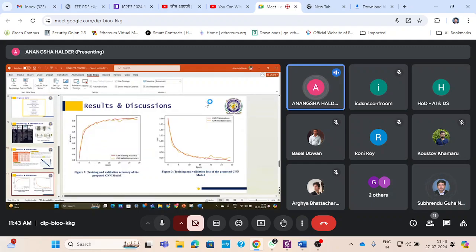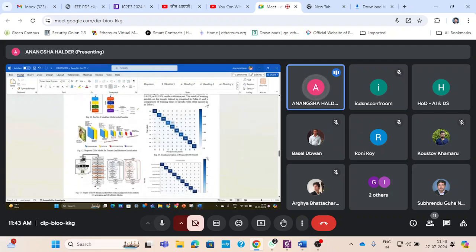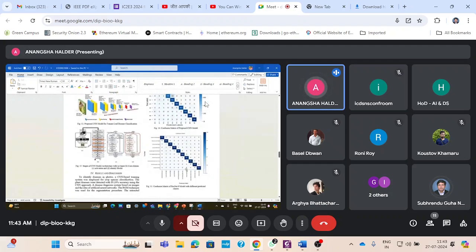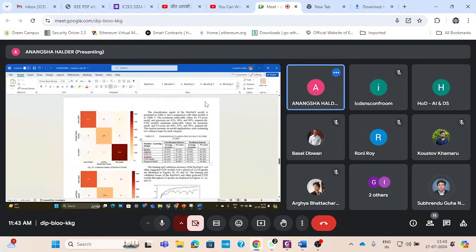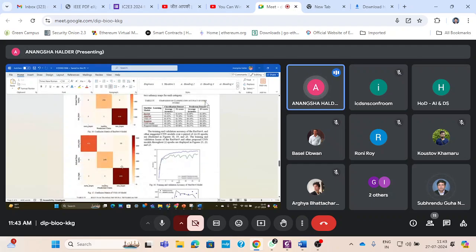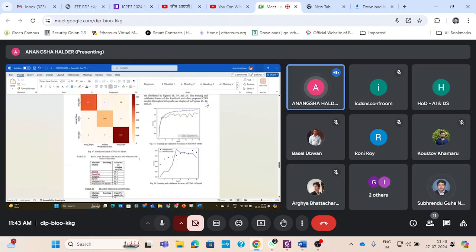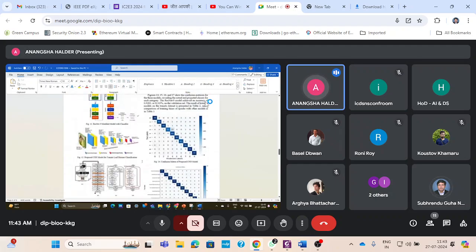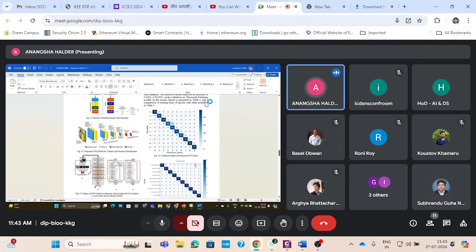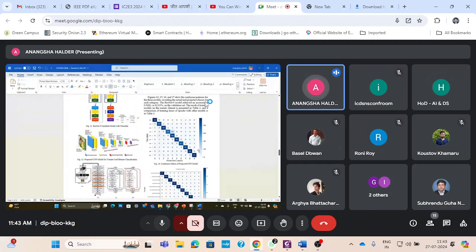These are some of the loss and accuracy plots, and these are the other confusion matrices. This is the confusion matrix of ResNet 9, and these are some of the confusion matrices of other studies, VGG 19, which was done by other researchers. There were several other confusion matrices also, but these two were the best ones, so we used them in our paper.